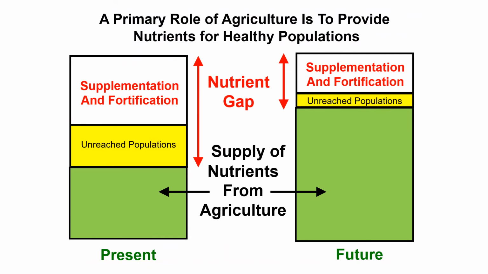This simple stylistic diagram makes the point that it is much more cost-effective and sustainable for agriculture to supply a higher percentage of minerals and vitamins that people need at affordable prices, as represented by the green shaded portion of the rectangles, which represent total mineral and vitamin requirements.